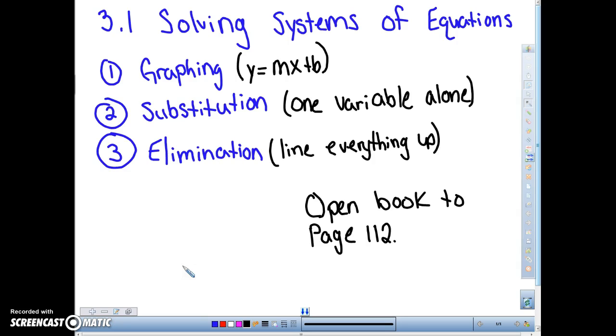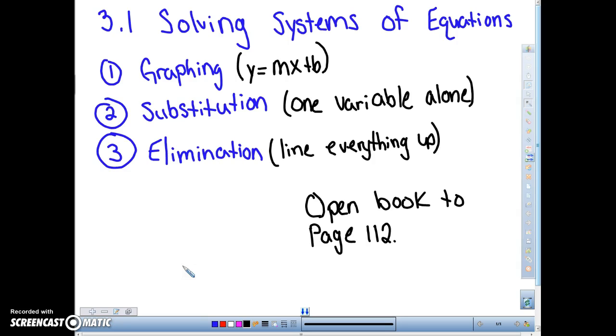If you're graphing them, you have to put them in slope-intercept form and then graph. For substitution, one variable has to be alone, and for elimination, everything has to be lined up. Your x's have to be lined up, your y's have to be lined up, your equal signs have to be lined up, and the numbers by themselves have to be lined up. So go ahead and open your book to page 112.